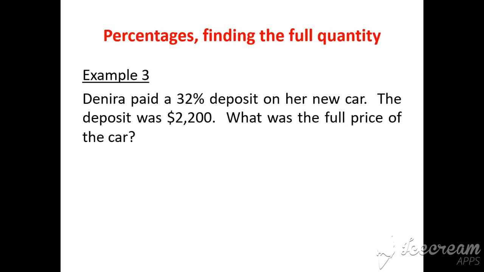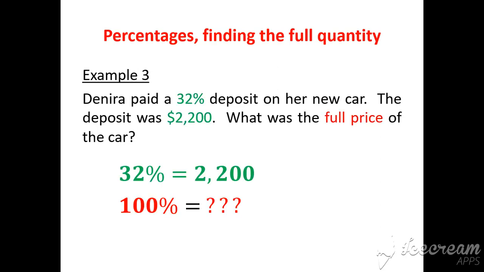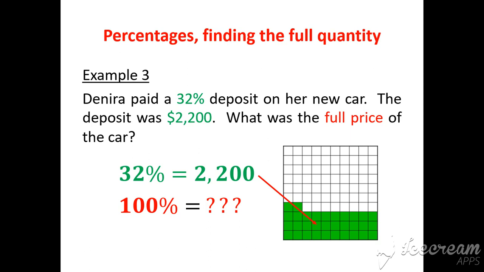Right, our final example. Daenerys paid a 32% deposit on her new car. The deposit was equal to $2,200. So what was the full price of the car? Well, same thing. 32% is equal to her deposit of $2,200, and we're trying to find 100% of the car. So here's 32% coloured in green. We're trying to find out the full price, the whole square.